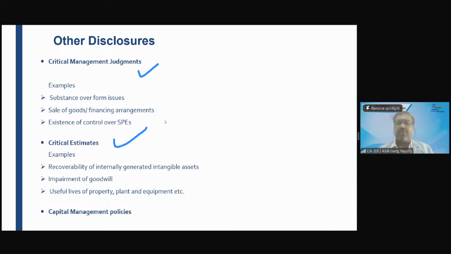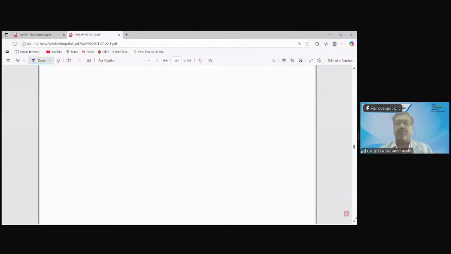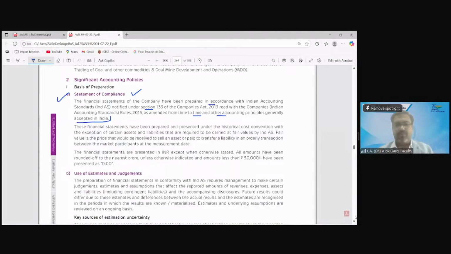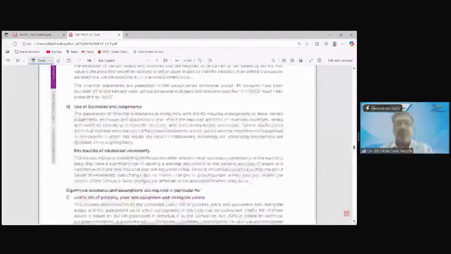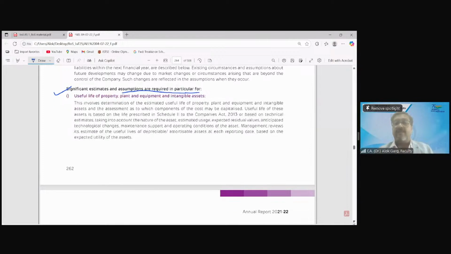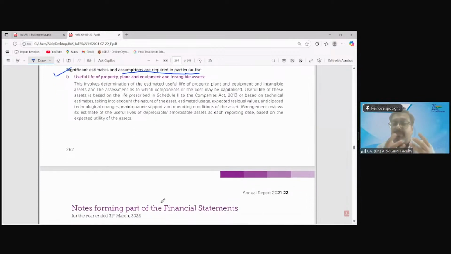Right? And let me show you in this balance sheet, it is very well explained. These are the notes to accounts. This is use of estimates and judgments. Significant estimates and assumptions are required in particular for. So before the accounting policy, this Adani Enterprises Limited balance sheet has given how this company has arrived at estimates and judgments, and in which areas the estimates and judgments have been applied.